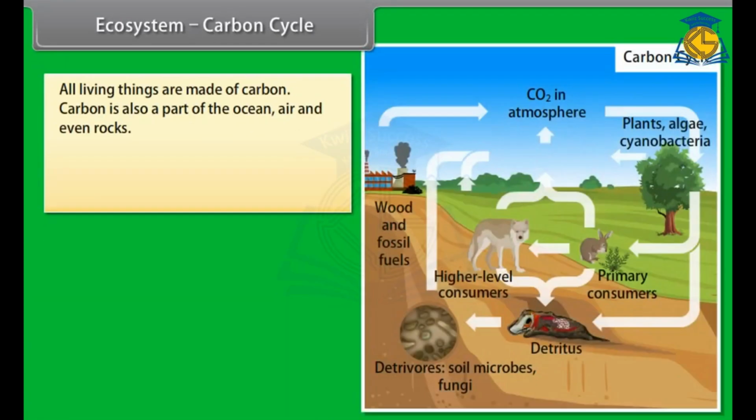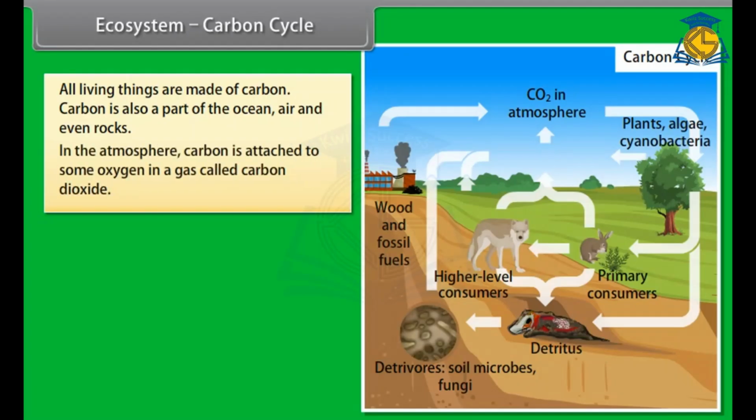Ecosystem, carbon cycle. All living things are made of carbon. Carbon is also a part of the ocean, air, and even rocks. In the atmosphere, carbon is attached to some oxygen in a gas called carbon dioxide.